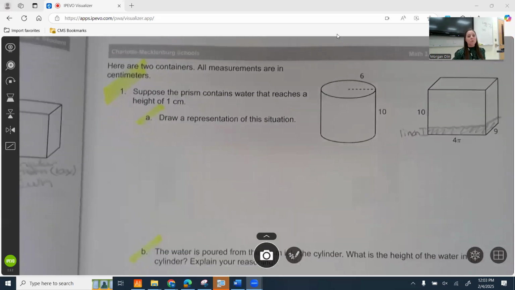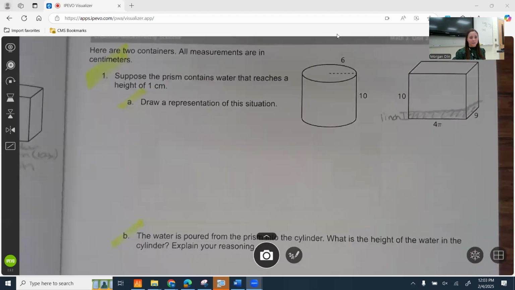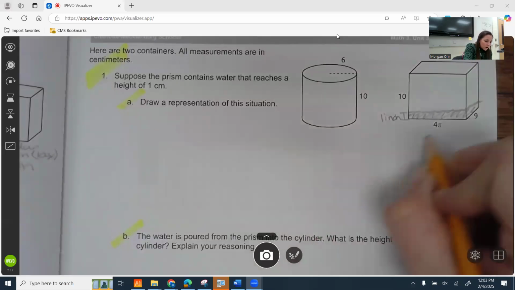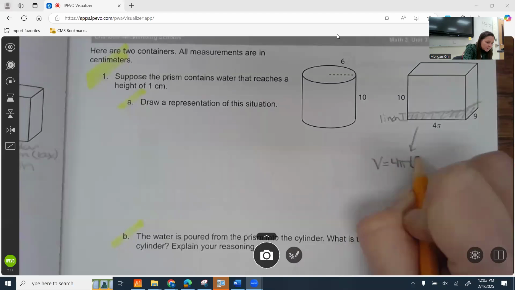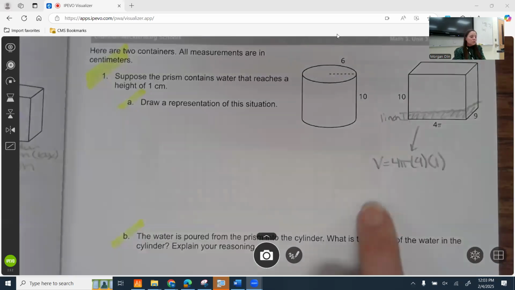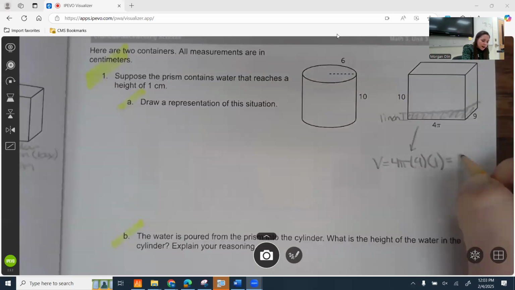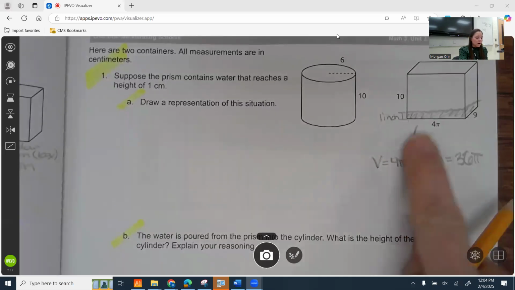All right, it says the water is poured from the prism into the cylinder. What is the height of the water in the cylinder? Okay, let's think about this for a second. What is the volume of the water? The volume of this water is going to be 4 pi times 9, and we change the height from 10 to just 1 inch right here. Now, you should be able to multiply these numbers. 4 times 9 times 1. I'm just leaving it in terms of pi. It just makes it a lot nicer like this. And I get 36 pi. All right, so the volume of this water is here.